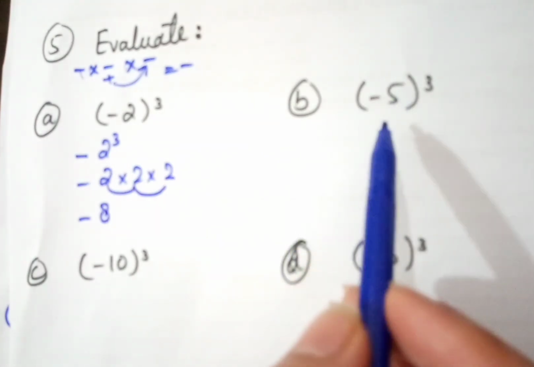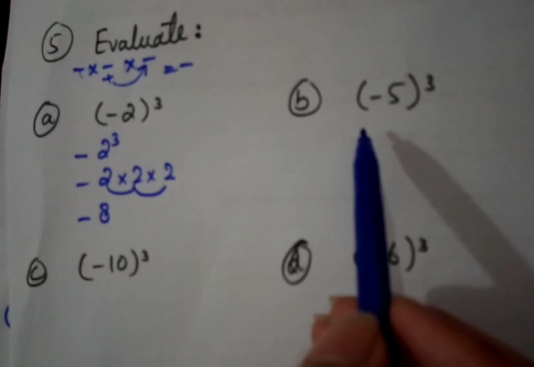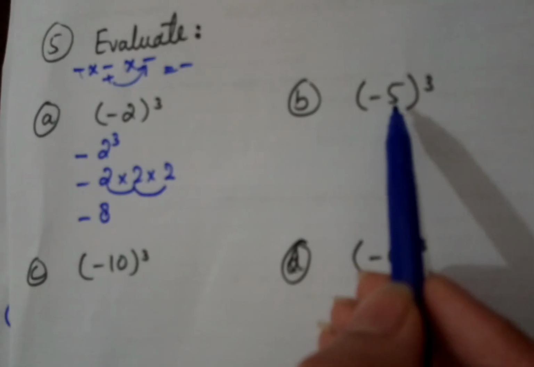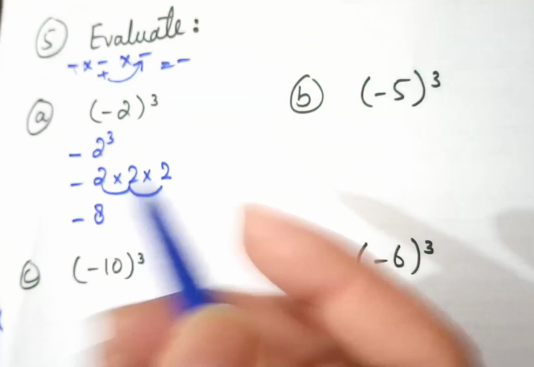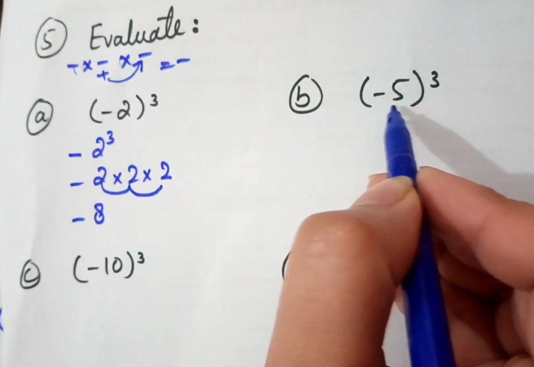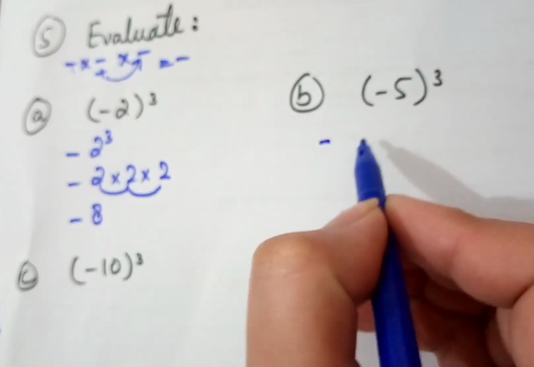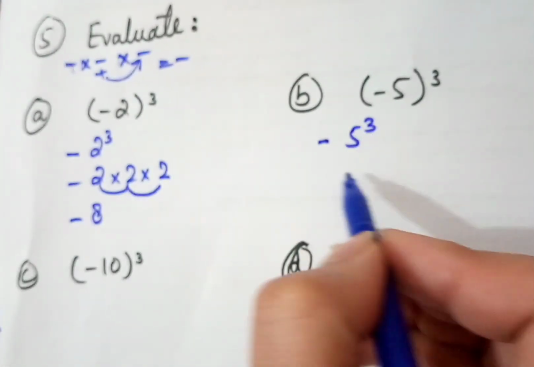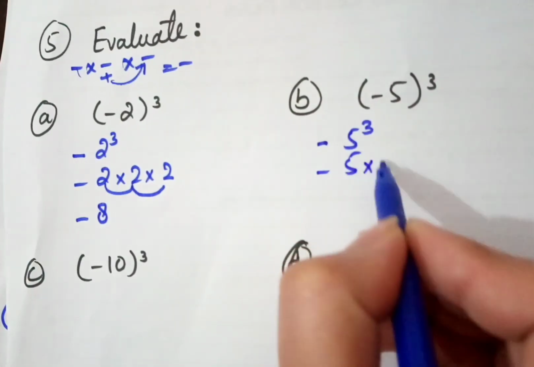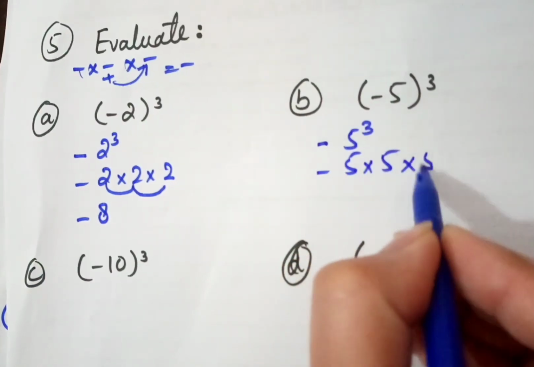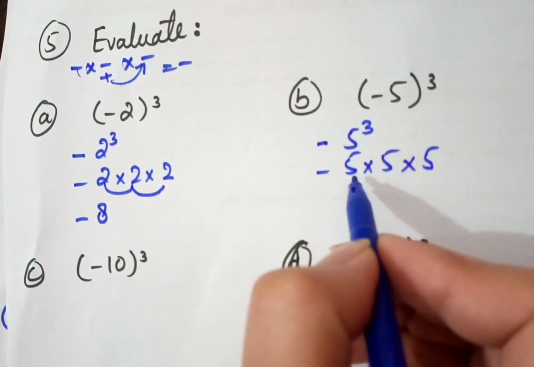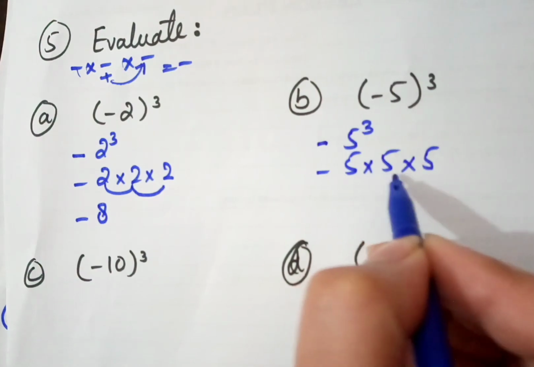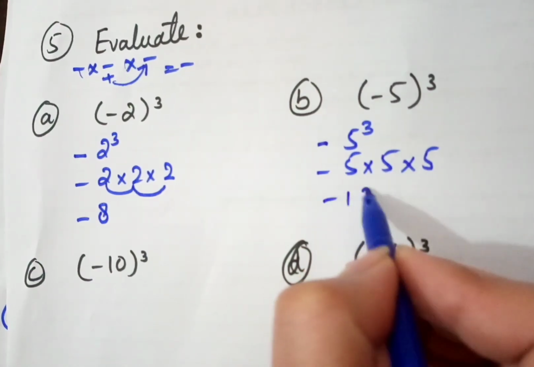Now in part B we have minus 5 power 3. That means odd power, so the minus sign will remain the same, and 5 power 3 means 5 multiplied by 5 multiplied by 5, 3 times of 5. So 5 fives are 25 and 25 fives are 125.